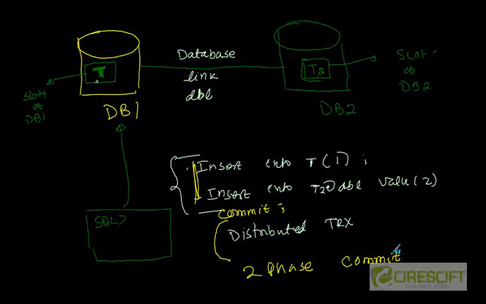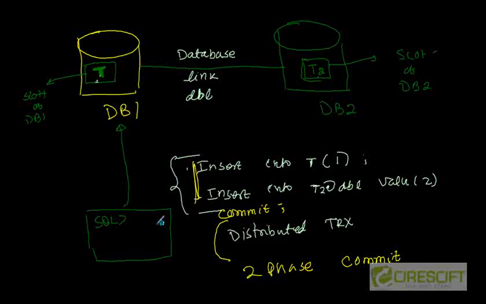Okay, so using the two-phase commit protocol, Oracle will make sure that this transaction either completely succeeds or completely fails. That means either in this database table T is going to be updated with the new value 1, and in this table T2 we are going to insert a new value 2, right? So now let's understand what a two-phase commit is.